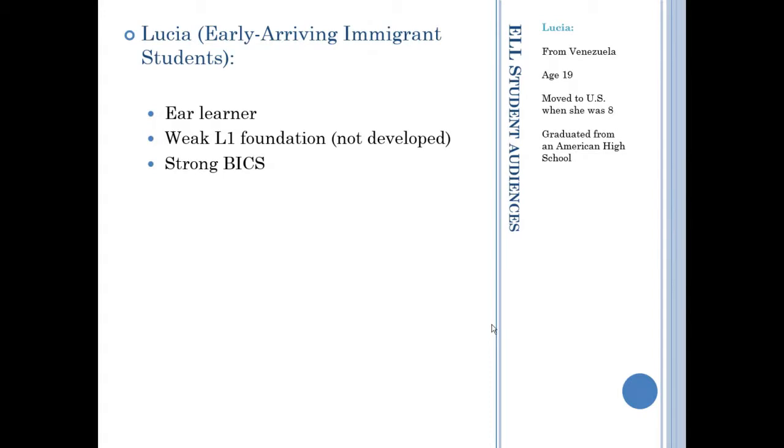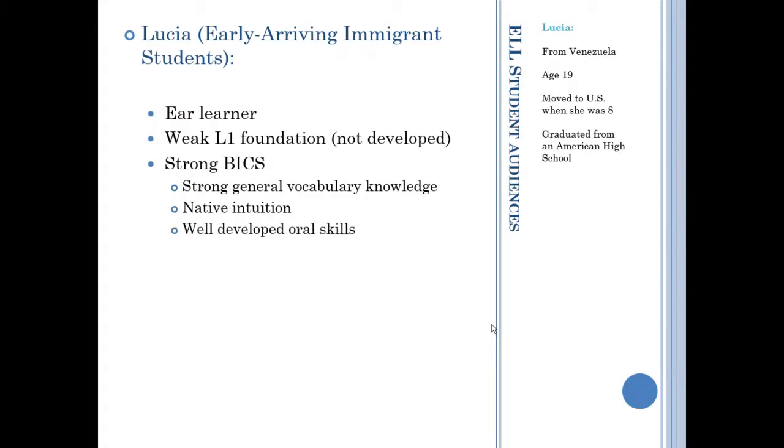But what you don't realize is the weak first language foundation as a result of this transition earlier in their life. She has strong general vocabulary knowledge. She has native intuition. So because she came here so early, her ear knows what's awkward, right? Just like our ear knows when something isn't right. Even if she doesn't know the grammar rules, she'll say that doesn't sound right. James, he couldn't do that. Well-developed oral skills, sounds like a native speaker, pretty well-developed cultural knowledge from living here for 15 years or more.